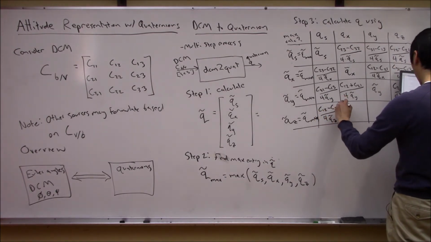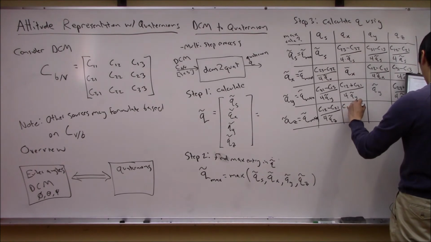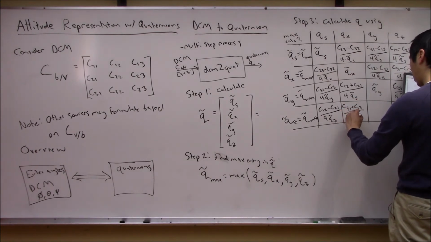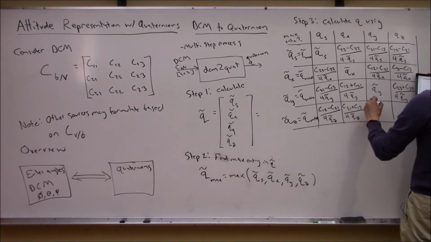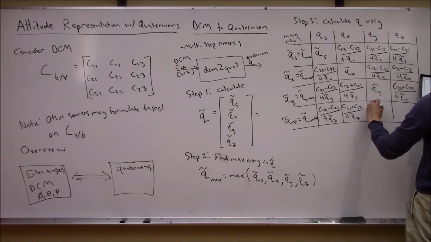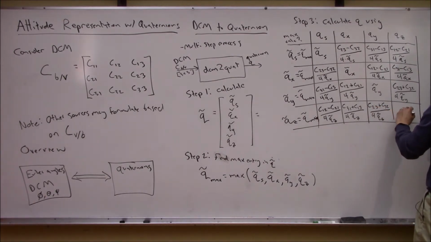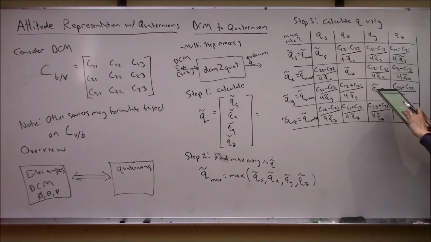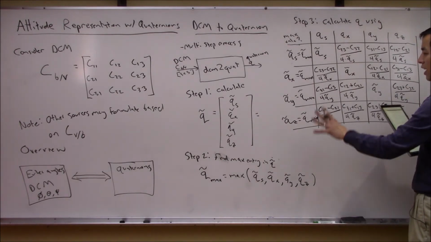And then you'd have this one as C31 plus C13 all over 4 QZ tilde. And then C23 plus C32 all over 4 QZ tilde. And finally, this is QZ tilde. Yikes. All right, we're all done. There you go. So as you can see, it's not bad.